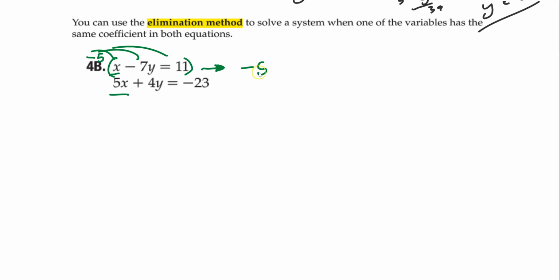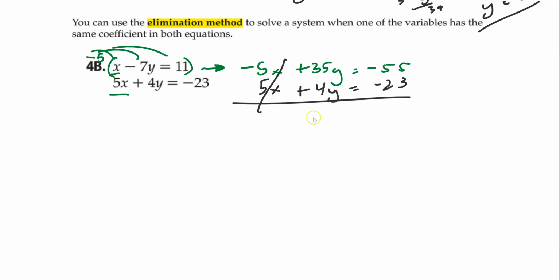So I get -5x plus 35y. You gotta be careful you don't mess up signs. And -55. Right, so multiply the whole top row by -5, the whole top row, even after the equal sign. And then the bottom will keep the same for now. So that's just going to be 5x plus 4y equals -23. Add them up, these cancel. I get 39y equals -78. Divide by 39.